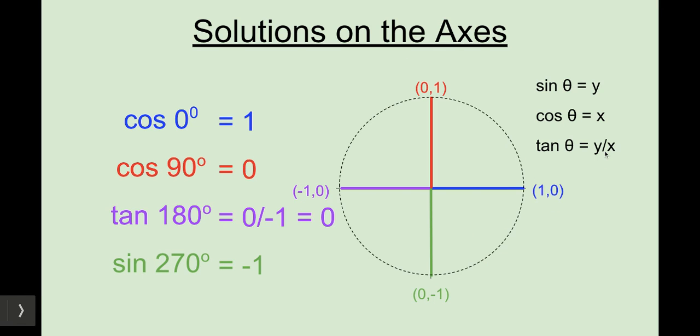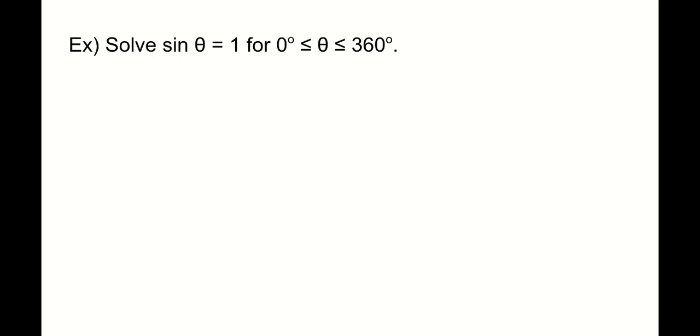All right, tan's a little different since tan's y divided by x. If you get a 1, that means it's 45 degrees. Right, but tan, if you get a 0, it means it's on one of the axes, right? Or if you get an infinity, like divided by 0. Okay, so let's try this. So sine of theta equals 1.